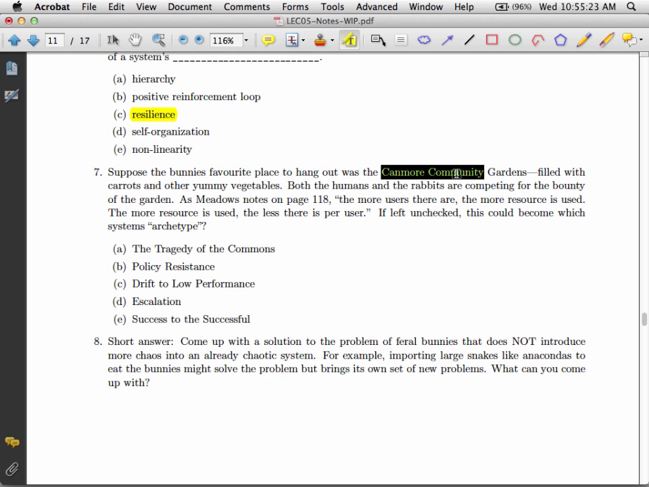Suppose we have Canmore Community Gardens with carrots and other vegetables, humans and rabbits competing for the bounty of the garden. Guess what? Tragedy of the commons.